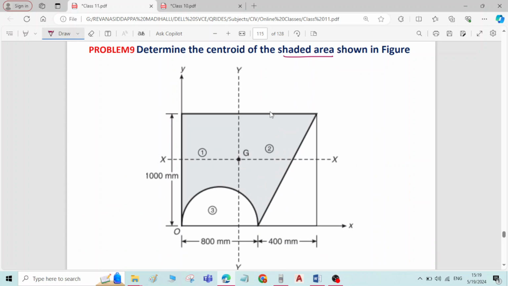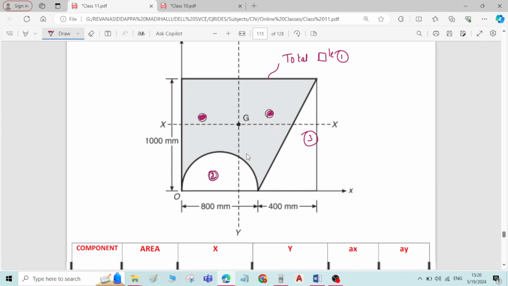So for that, what I will do is I will take the overall rectangle as component number 1, and I will consider this semicircle as component number 2, and I'll take this right angle triangle as component number 3. So in the overall rectangle, if you deduct the area of the semicircle and the area of the right angle triangle, you will get the area of the shaded portion.